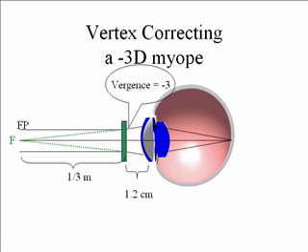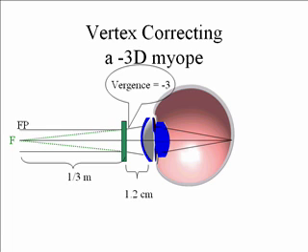So this is the case of a -3 myope. And I'm defining a -3 myope as someone who requires -3 spectacles. We know that when we correct ametropia, the secondary focal point of the correcting lens has to correspond in space with the patient's far point. So we're going to kind of work backwards.